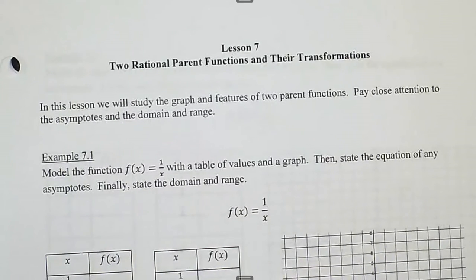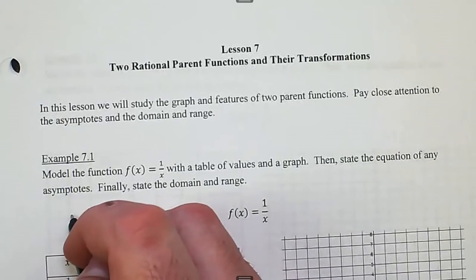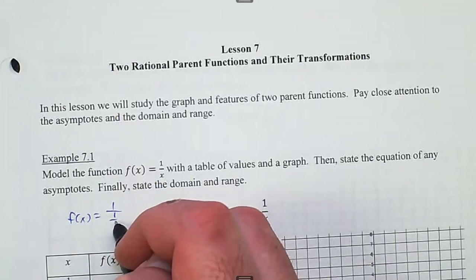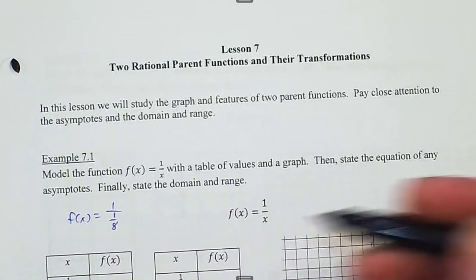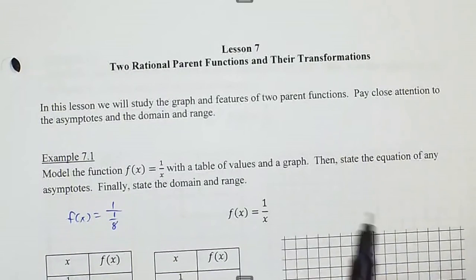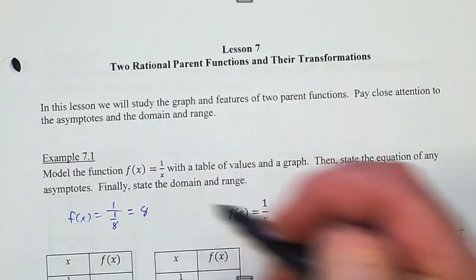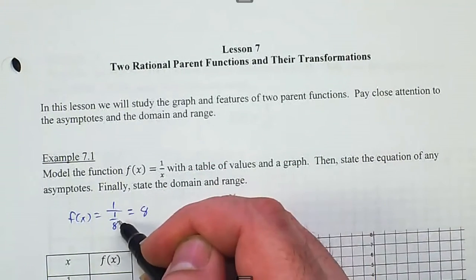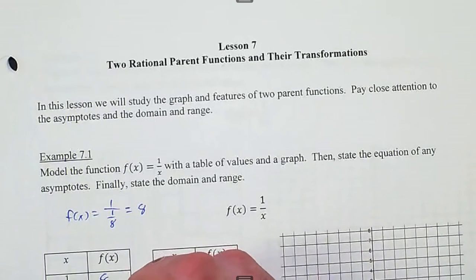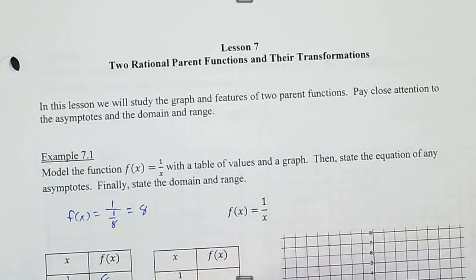So if I plug in 1 over 8 for x, then the y value is 1 over 1 over 8. 1 over something just flips the fraction, which is why we call it the reciprocal function. It just makes that 8. 1 over a fraction flips the fraction. So 1 over 1 over 4 is 4, and 1 over 1 over 2 is 2. And 1 over 1 is 1. 1 over 2 is 1 half. 1 over 4 is 1 fourth. 1 over 8 is 1 eighth.